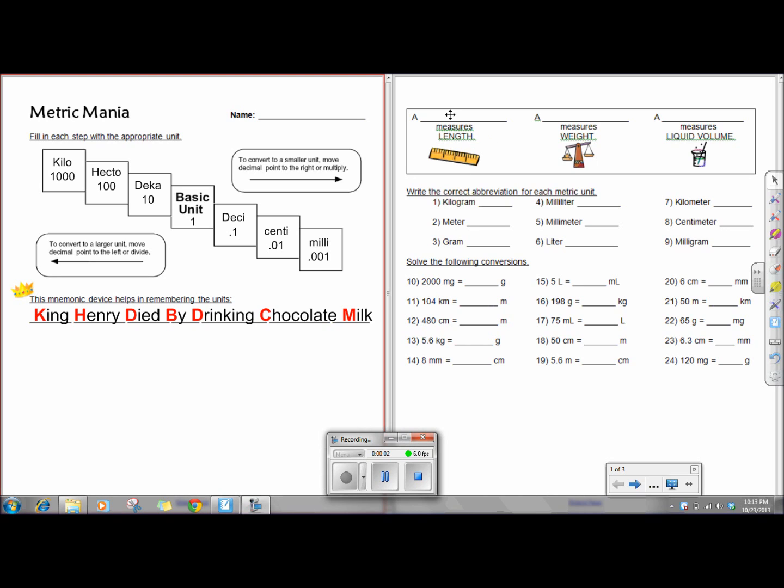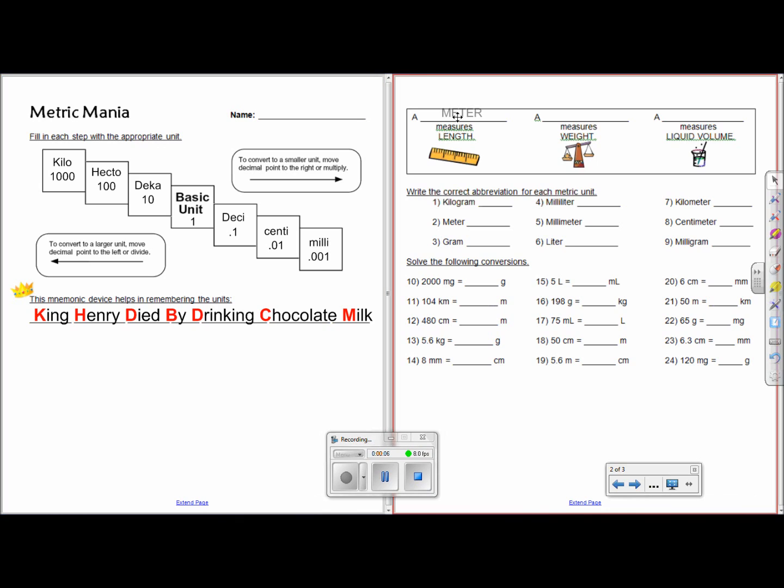Alright, now we look at the rest of the notes. We've got a blank measures length. Well, what we use to measure length is called a meter. A blank measures weight, and that would be your grams. A blank measures liquid volume, and that would be a liter. If you've got a 2 liter, that's what we're talking about. Now we're going to talk about how to write these out.